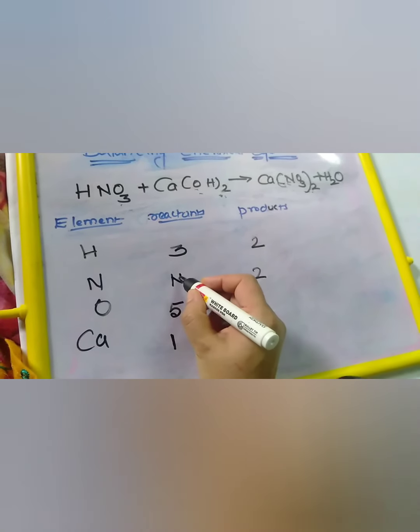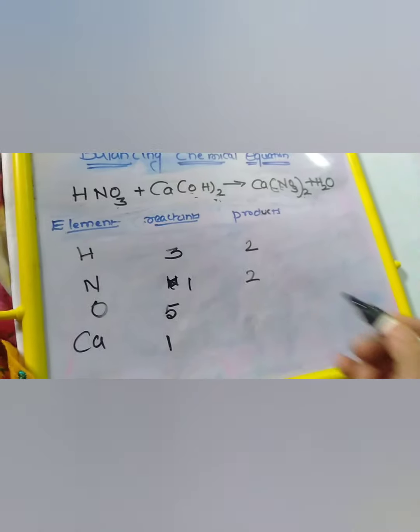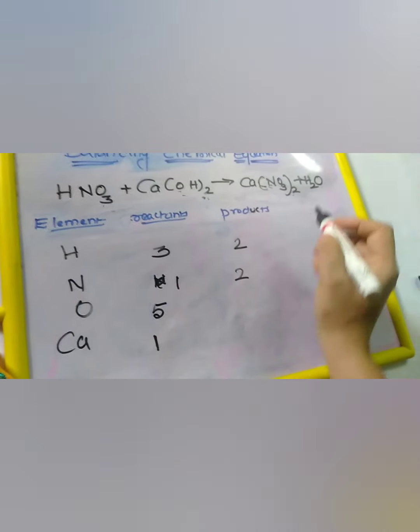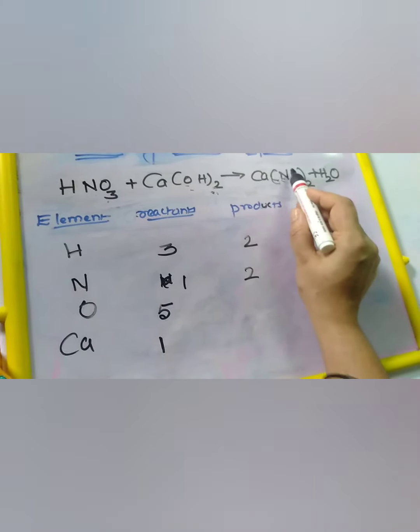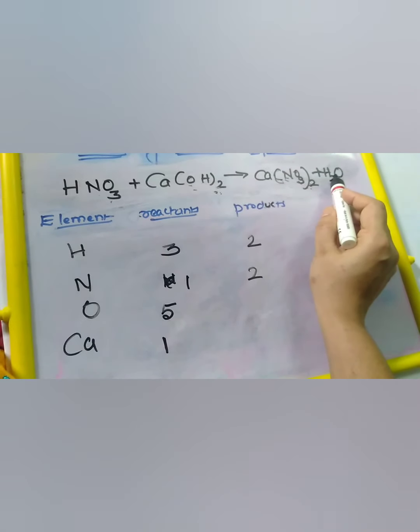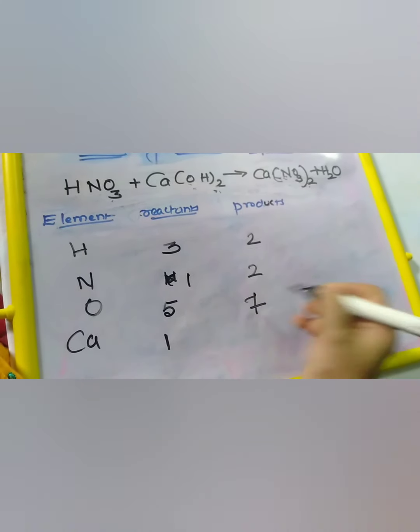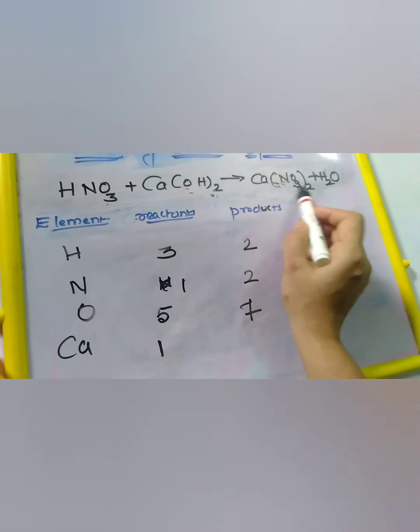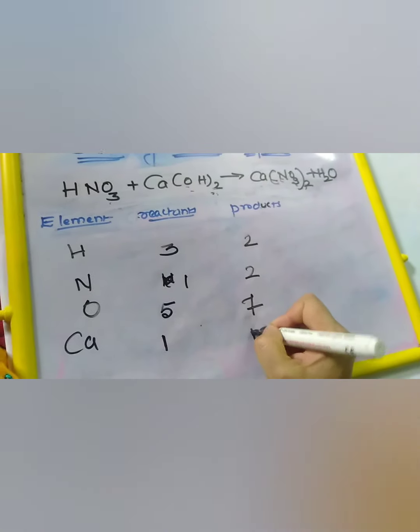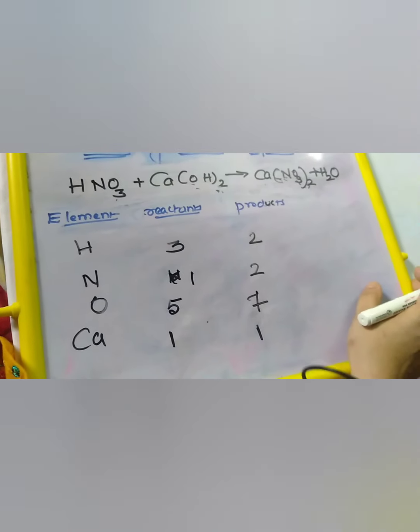Okay, what is written here? 2, it is 1 now. Similarly oxygen: here 3 2s are 6, plus 1, 7. Oxygen is how much? 3 2s are 6 plus 1, 7. Calcium is how much here? 1. Okay, now how to solve this?